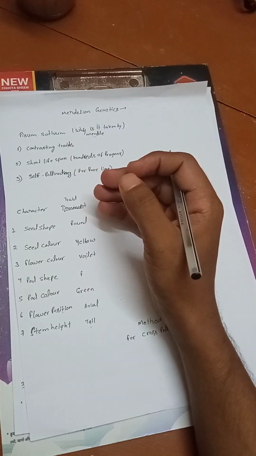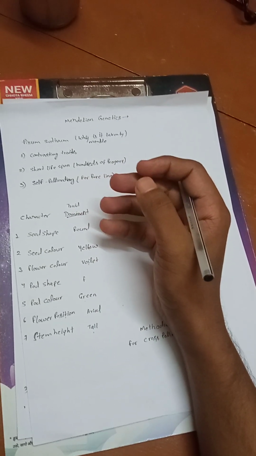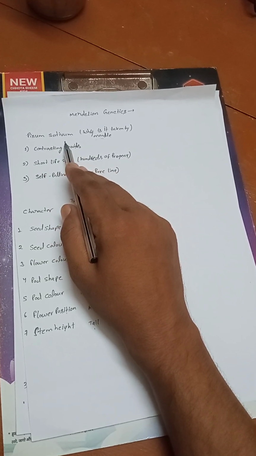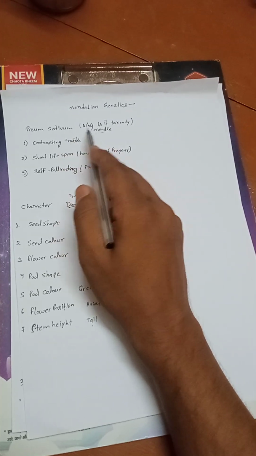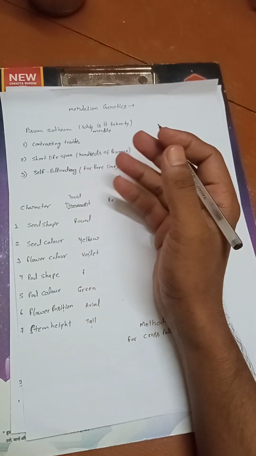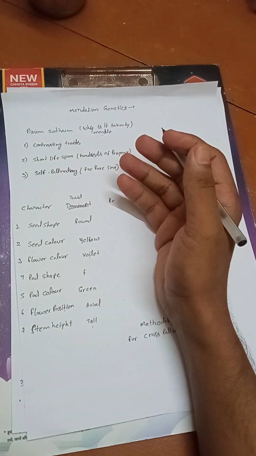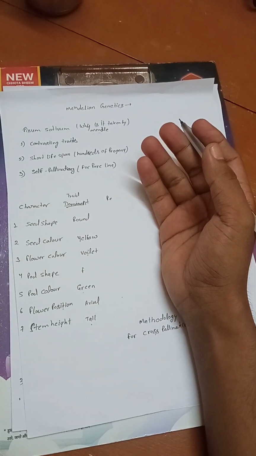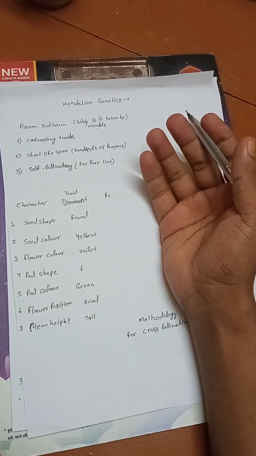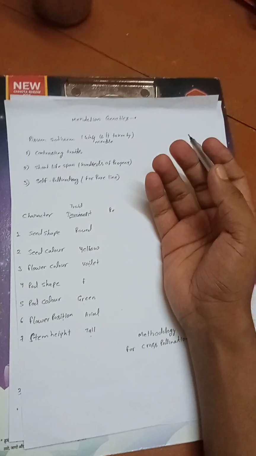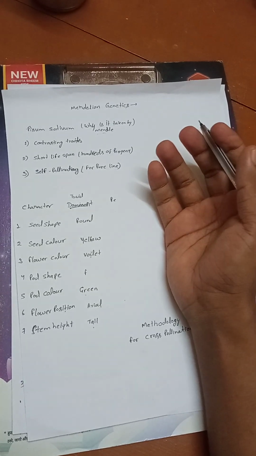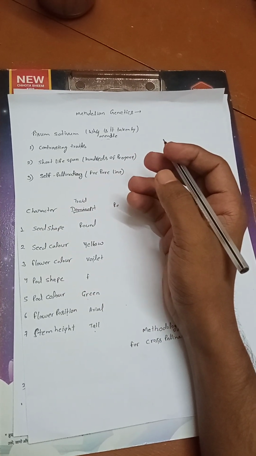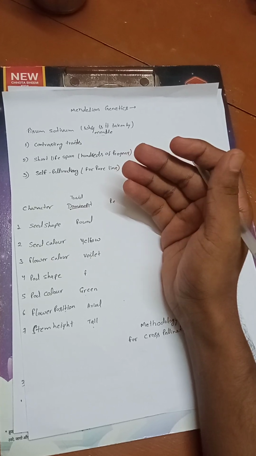The question is, for his observation, Mendel chose Pisum sativum, which we normally call the pea plant. The question arises: why did Mendel take the pea plant? Why not another plant like banyan tree or neem tree or mango tree? So the first reason is the availability of the pea plant.